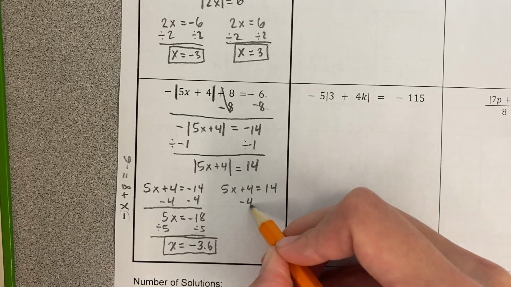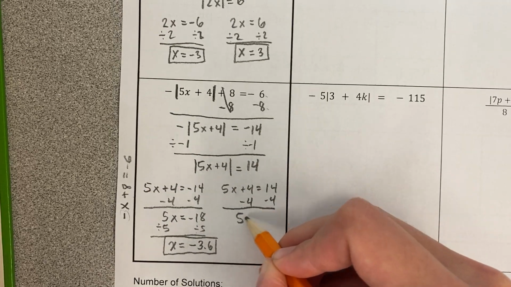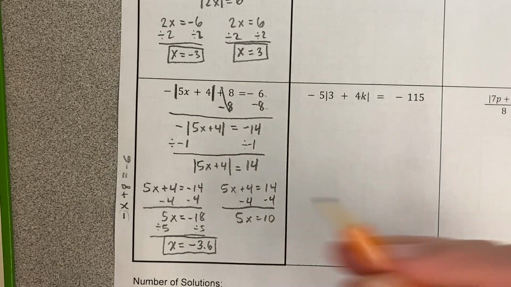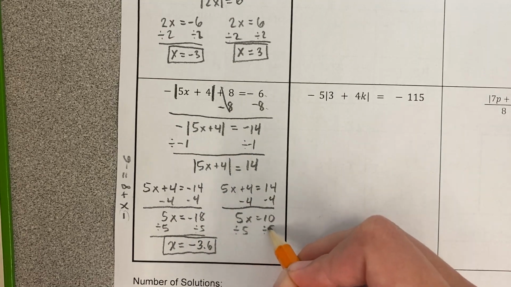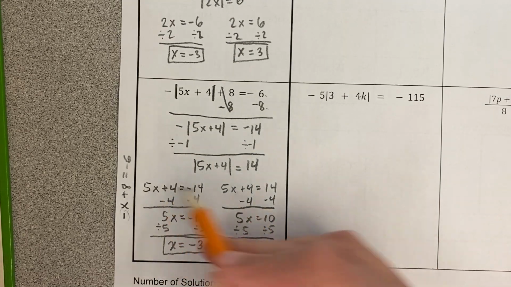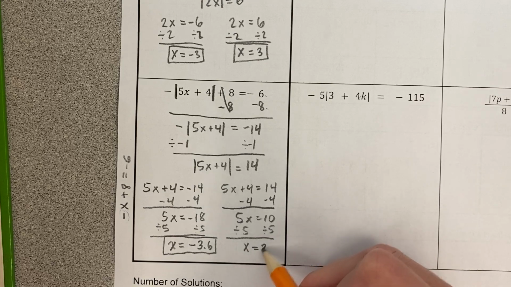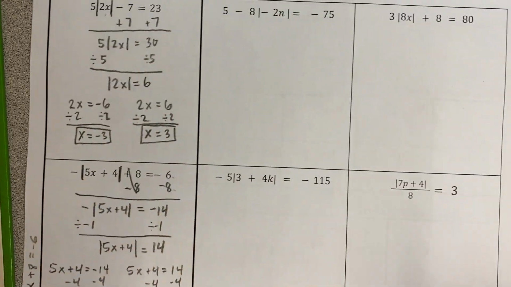Okay, and then over here, do this, divide by 5, right? My process of solving is the same because I'm just trying to get x by itself here. And I get x equals 2. All right, there it is. You go ahead and try.